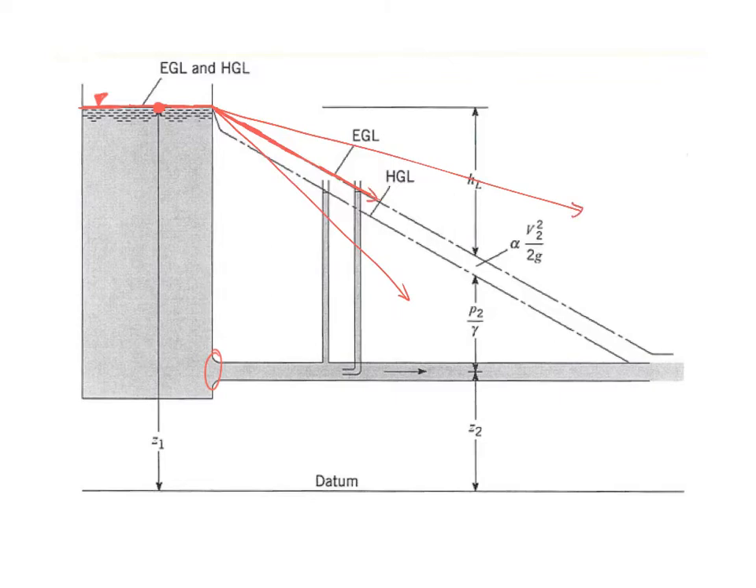So in this case, I'm going to go all the way to the end here, and I'm going to note that at this point the fluid is moving out into the atmosphere. So here's Z. Z is the elevation of the fluid. And then P on gamma? Well, there is no P on gamma, because this is emptying into the atmosphere. But there is a V squared on 2G.